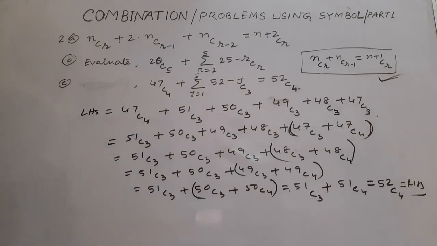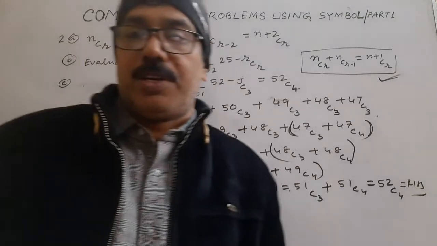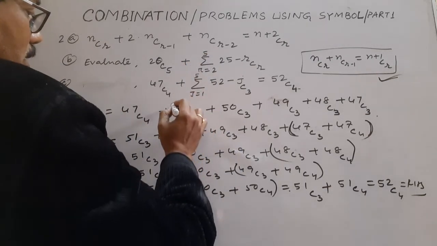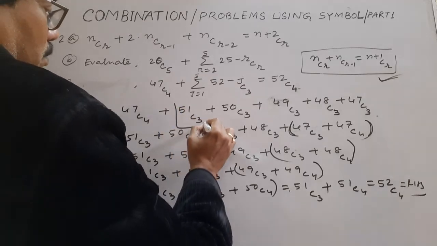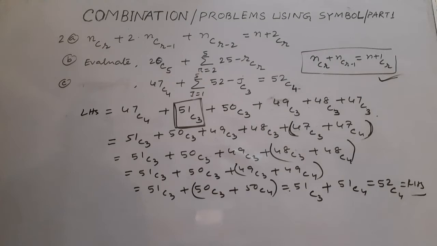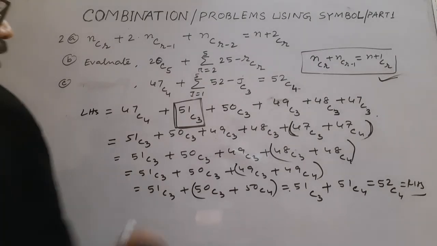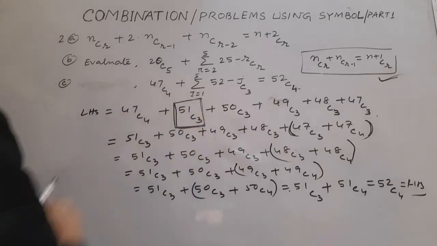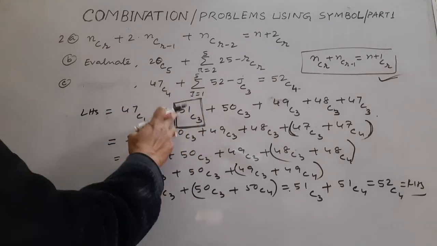Now there is a shortcut rule also for competitive exams. You look at the first term. If you expand it, you look at the first term. The first term is 51C3. So the answer will be: add 1 to the upper suffix and 1 to the lower suffix. So 52C4.